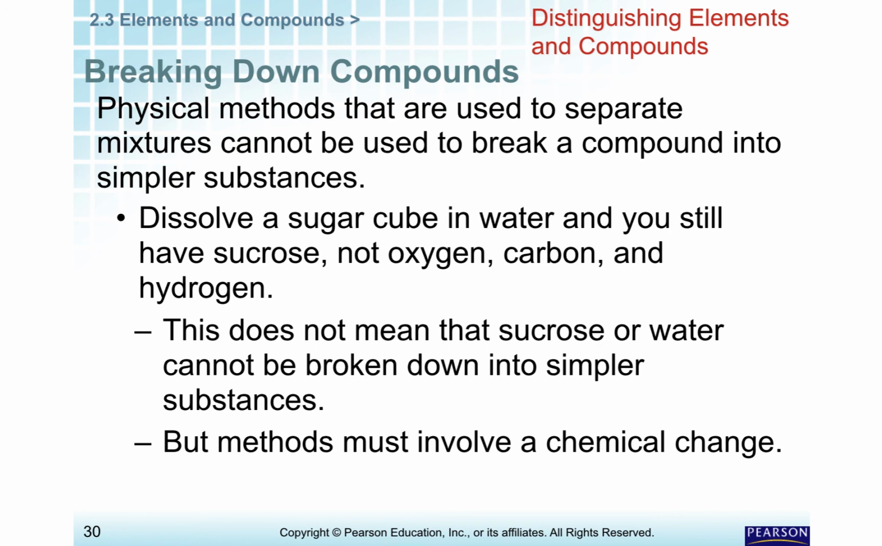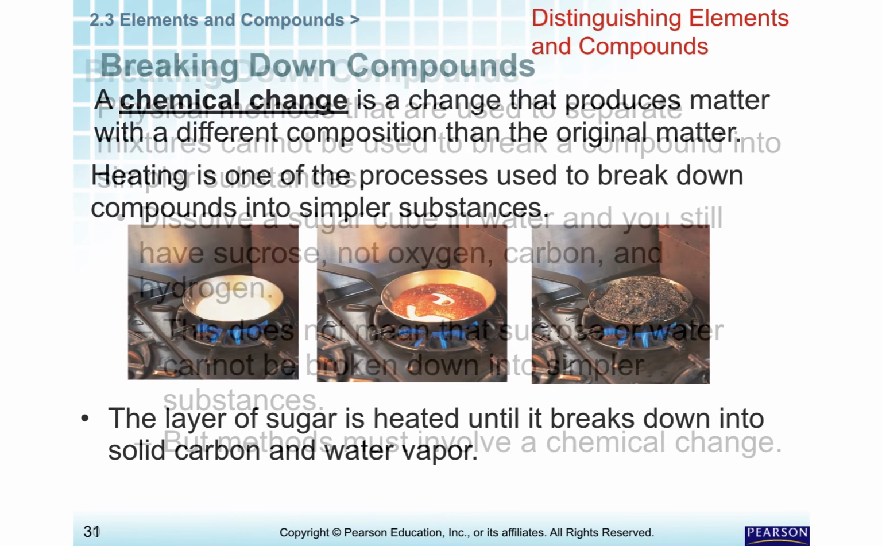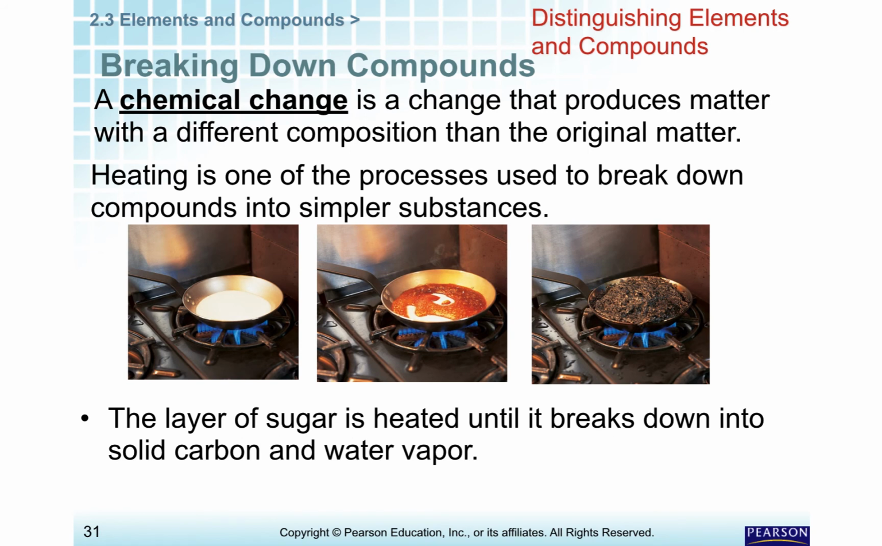This does not mean that sucrose or water cannot be broken down into simpler substances, but methods must involve a chemical change. A chemical change is a change that produces matter with different composition than the original matter. Heating is one of the processes used to break down compounds into simpler substances.